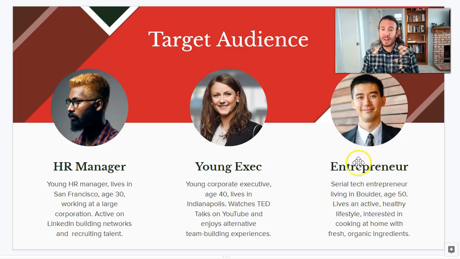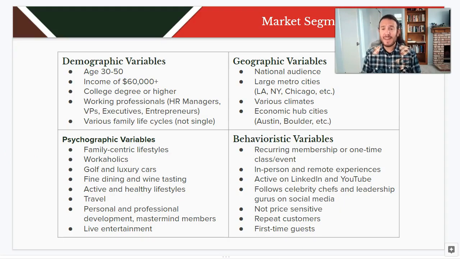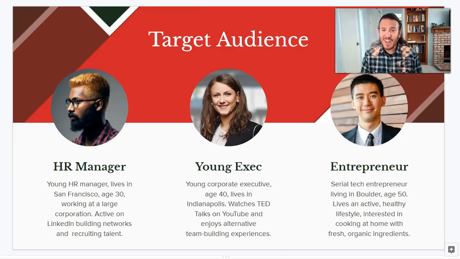And my third target audience persona is the entrepreneur. He's a serial tech, which is technology entrepreneur, living in Boulder, Colorado. He's 50. He's on his 3rd entrepreneurial venture. He lives an active, healthy lifestyle. He's interested in cooking at home with fresh, organic ingredients. So as you can see, based on the market segmentation analysis that I did for Nino's Kitchen, I've now created 3 target audience personas that are informed by the market segmentation analysis.